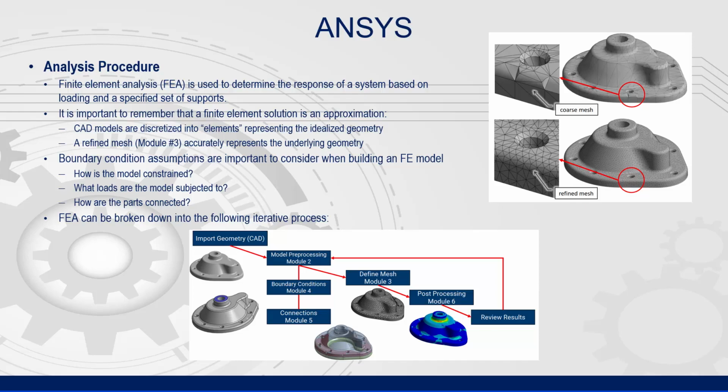The general process for an analysis in ANSYS is to create or import the CAD geometry, define the material properties, assign constraints, contacts, and loads. Then we run the analysis and then collect the results in the form of graphs or plots.